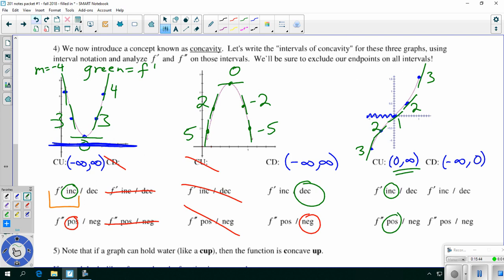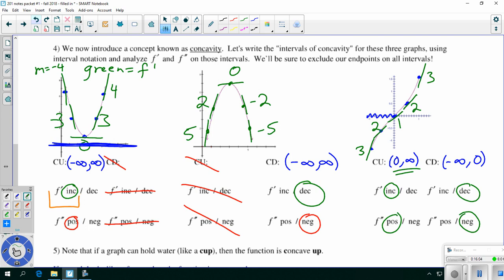And then on the other side, from minus infinity to 0, if I'm just looking at this collection of slopes, 3, 2, 1, that is a decreasing collection. And because f prime is decreasing, its derivative must be negative, and its derivative is called f double prime.